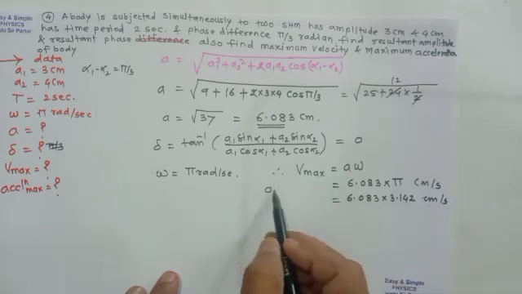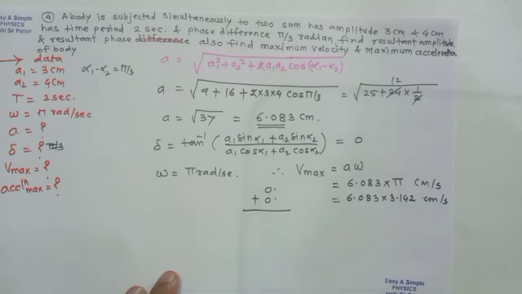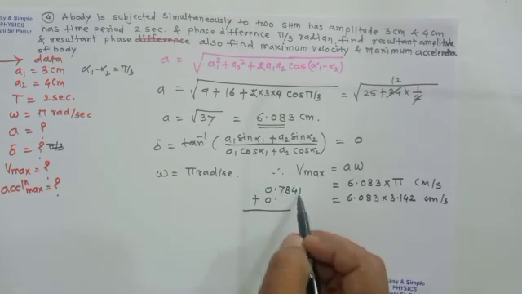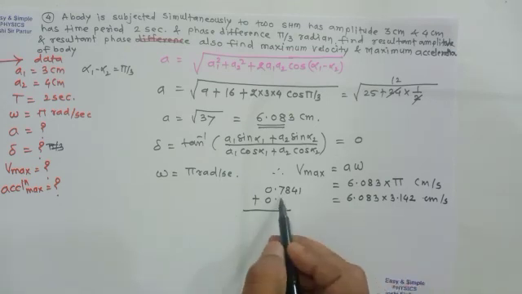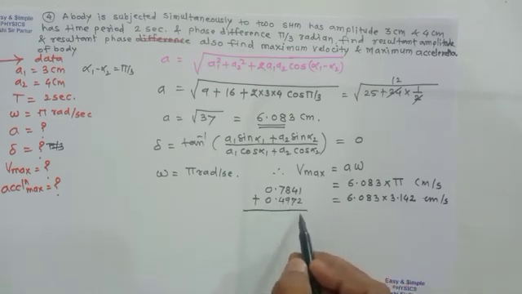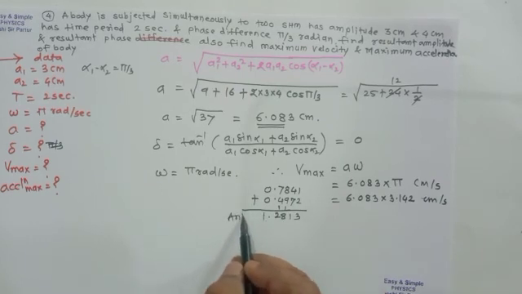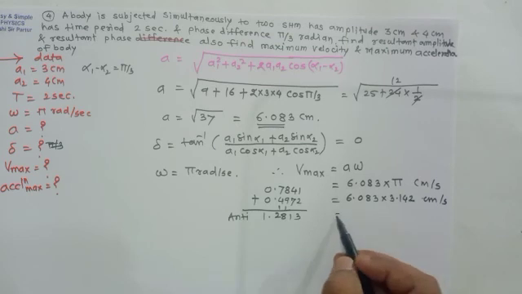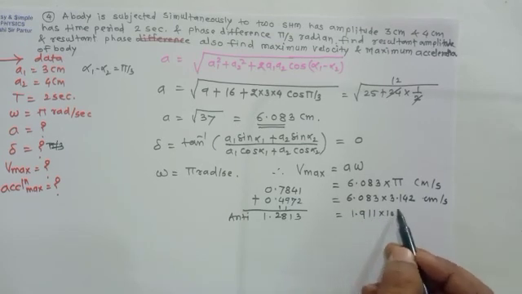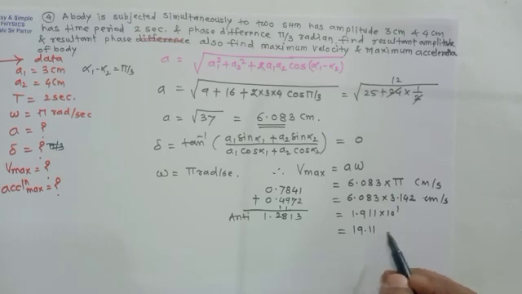By solving using logarithms, the log of 6.083 is 0.7841, and the log of 3.142 is 0.4972. So the sum is 1.2813. If we take its antilog, it will be 1.911 into 10 raised to 1. So 19.11 centimeter per second is the answer for maximum velocity.